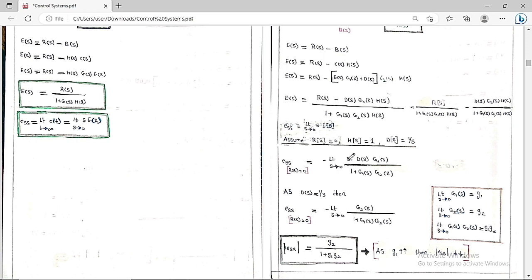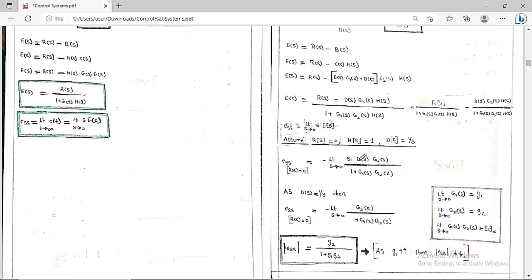So we can say limit s tends to 0 of minus s into D of s, G2 of s by 1 plus G1 of s, G2 of s. If we simplify, we get minus limit s tends to 0 of s into D of s, G2 of s by 1 plus G1 of s, G2 of s. As I've already told you, we have assumed D of s is equal to 1 by s.